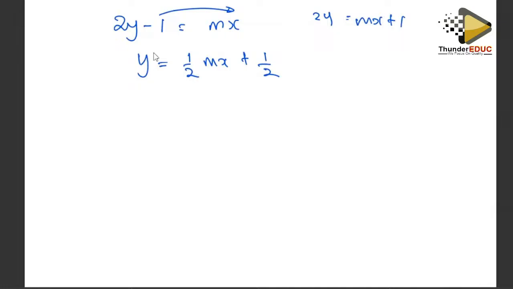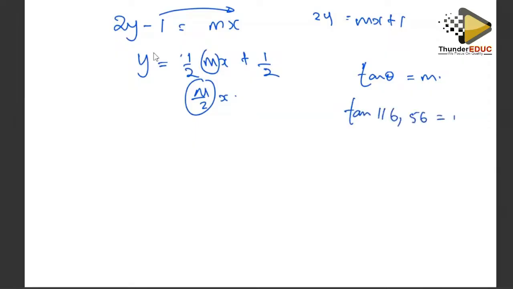What does this mean? We need the value of m. But we know that this m is the same as m over 2 times x. So this is like the gradient of interest. We know that tan of theta is equal to the gradient. Okay, just the normal gradient m. So we're going to say if we get the tan of 116.56, we should be able to get to our gradient.